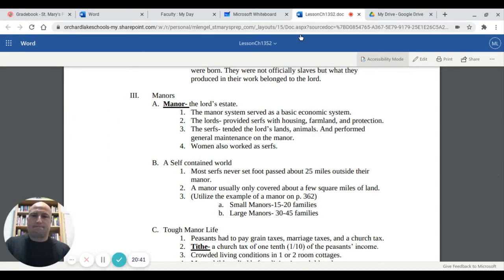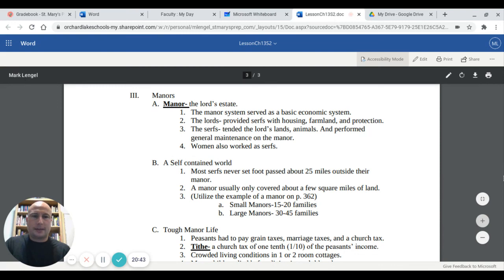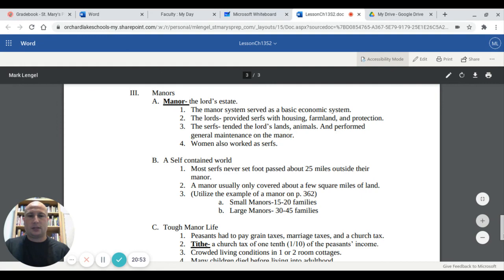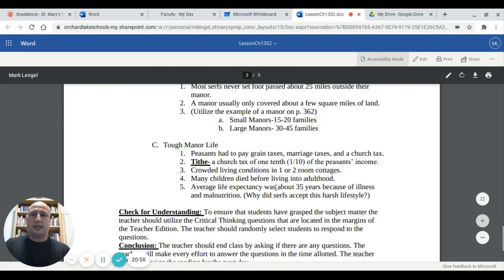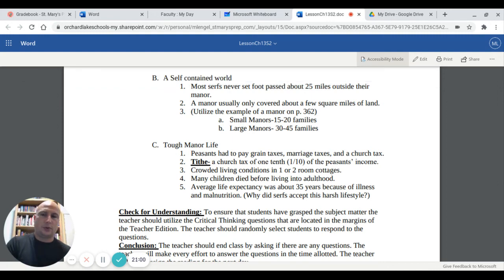All right. Next, let's go to capital C. I told you that serfs had it pretty tough, guys. Manor life was not easy. What we want to take a look at here is that serfs had to pay a lot of taxes, okay? They had to pay a grain tax. If they wanted to use the mill to grind grain that they grew in their own field, they had to pay a tax on that. If they wanted to get married, they had to pay money to the Lord. If they wanted to go to church, they had to pay the tax.